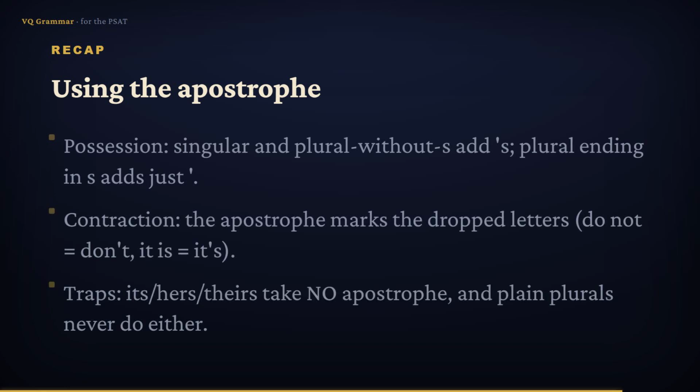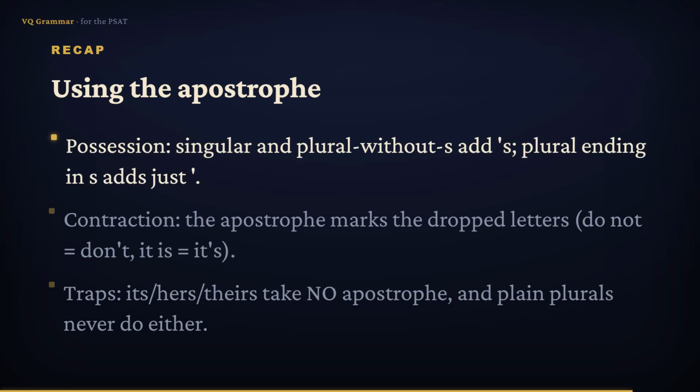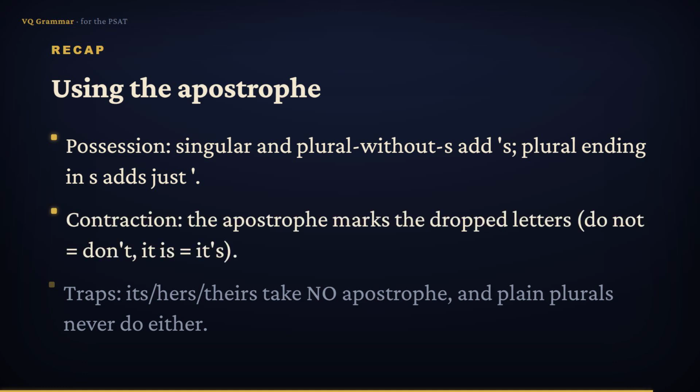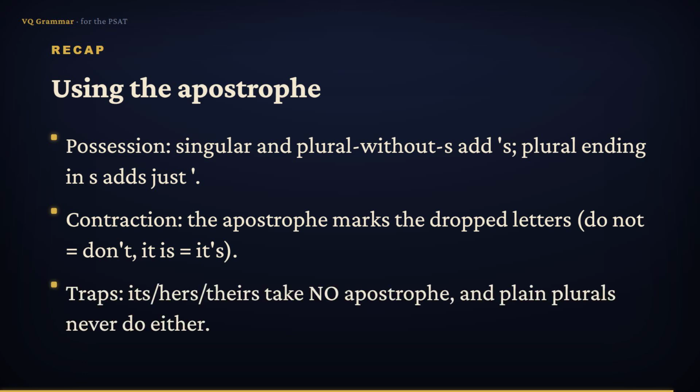Let's wrap up. The apostrophe has two jobs. For possession, add apostrophe s to a singular noun and to a plural that does not end in s. But add only an apostrophe to a plural that already ends in s. For contractions, the apostrophe marks the dropped letters. Do not becomes don't. It is becomes it's. And remember the traps. Possessive pronouns like its, hers, and theirs never take an apostrophe, and a plain plural never takes one either. Owns, two words, or just many.